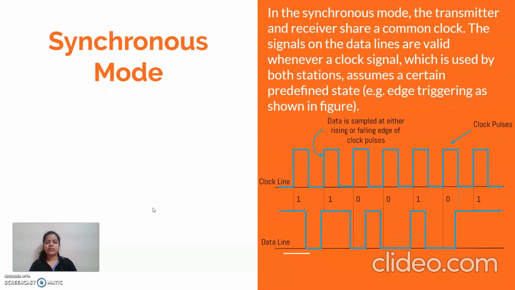Synchronous mode. In the synchronous mode, the transmitter and the receiver share a common clock. The signals on the data lines are valid whenever a clock signal, which is used by both stations, assumes a certain predefined state, for example triggering as shown in the figure. In this particular example, data is sampled at the rising edge of the clock pulse. Whenever the rising edge occurs, data is transferred.